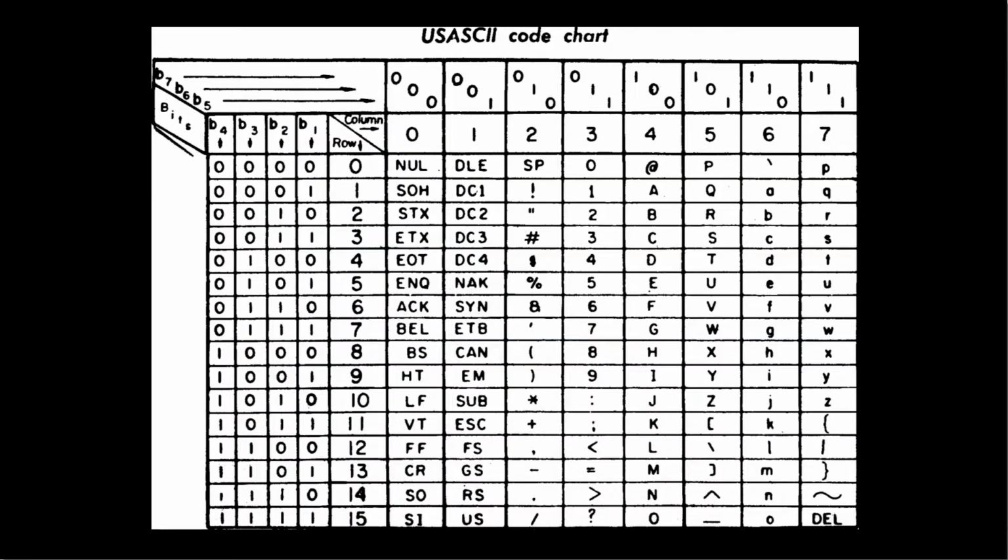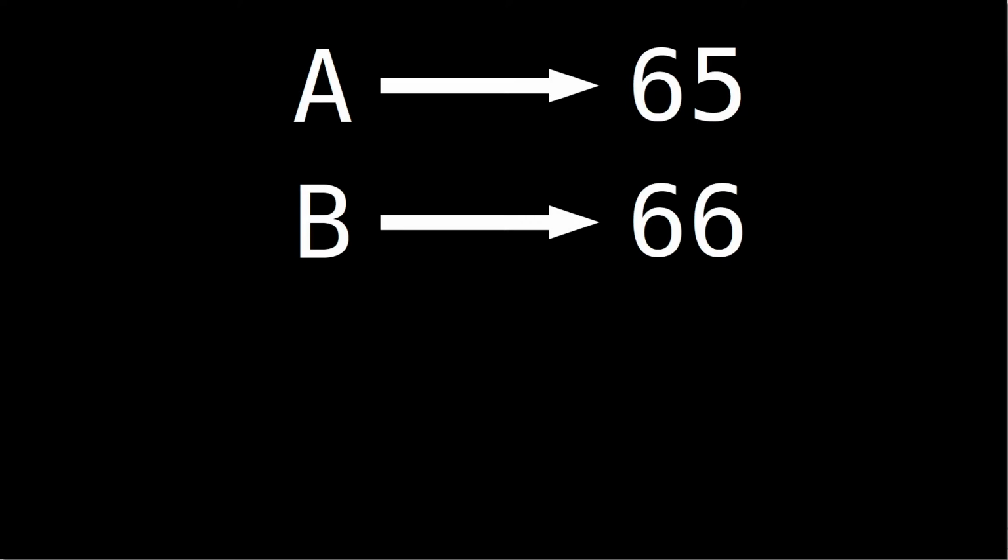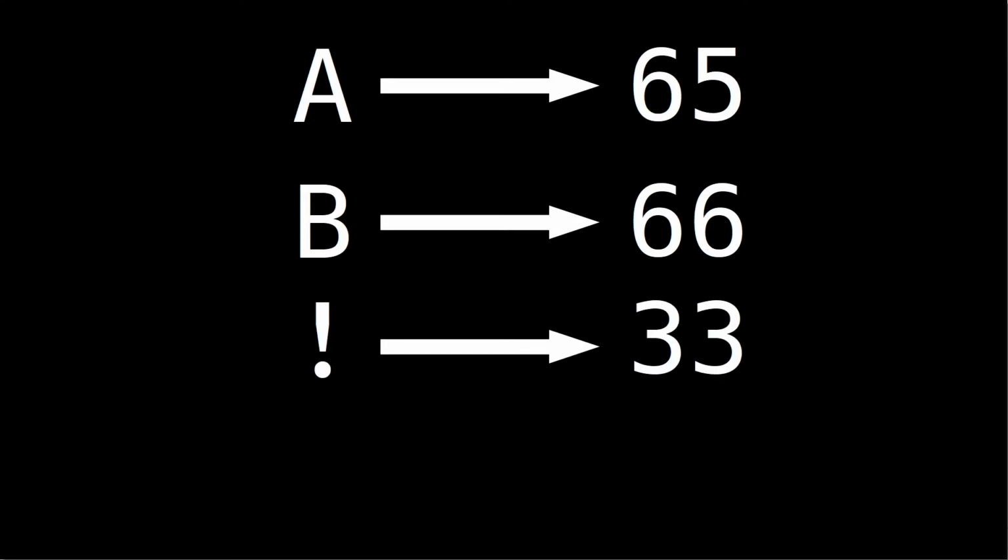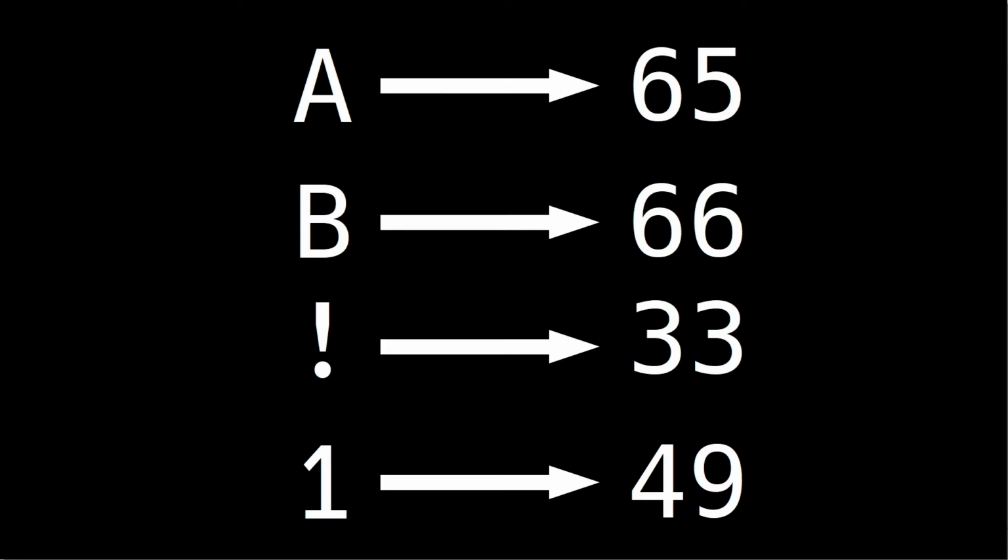Converting from number to character and back is done using the ASCII table. For example, the capital letter A corresponds to the number 65, and B comes right after, with number 66. In fact, the capital letters are all next to each other. But the ASCII table also contains other characters, like the exclamation mark, and even the character for the number 1 has a space in the table.